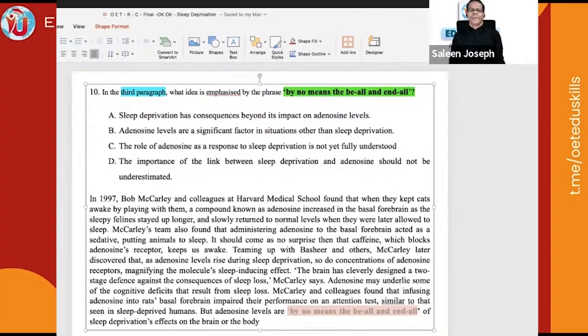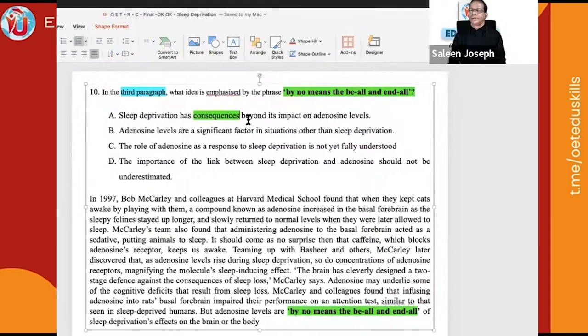So you need not read everything. We have to read the previous sentence or the next portion of the sentence or next sentence. Now, where do you have the options? Sleep deprivation has consequences beyond its impact on. See, consequences of sleep deprivation. And we said the whole text is speaking about sleep deprivation, sleep debt, and its effect or impact or consequence, right? Not only this paragraph, the whole text is speaking about consequences.